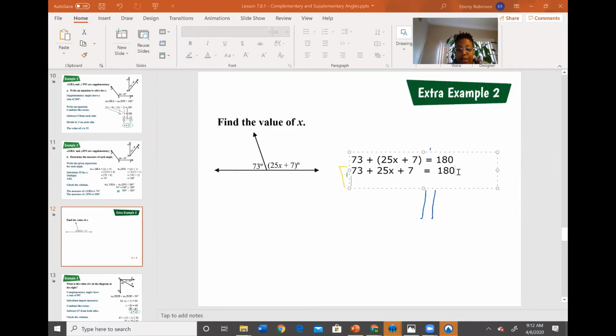So what's 73 plus 7? So from 73, 74, 75, 76, 77, 78, 79, 80. Should have got 80, okay? So now I got 25x, oops, 25x plus 80 equals, let's do all this over. Equals 180. Now what do we do?